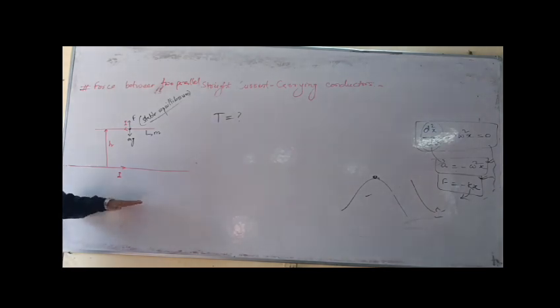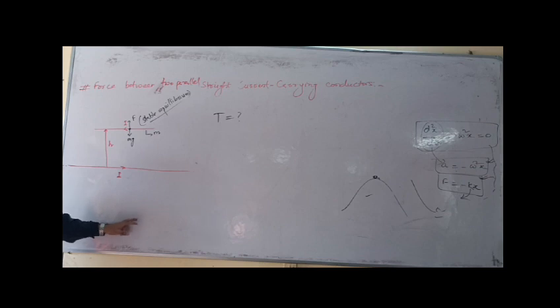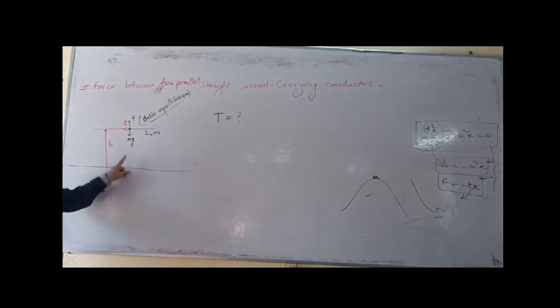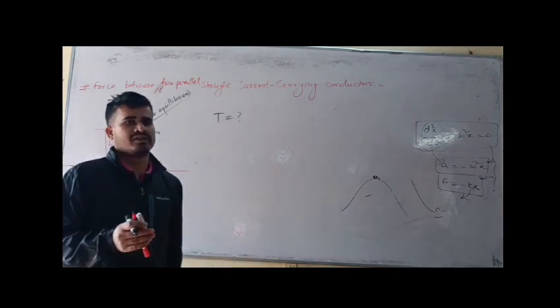It will suspend here, but it will be in unstable equilibrium. Why? After going just below that, mg is the same. Mg is not going to change, but F decreases because of distance. You increase the distance, it will come down. It will be unstable equilibrium. It is stable, but I will talk about it later. First do it.